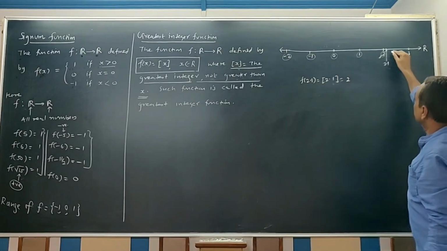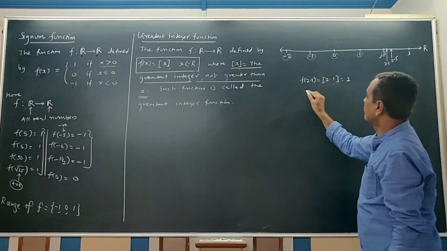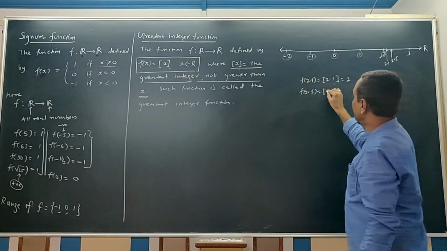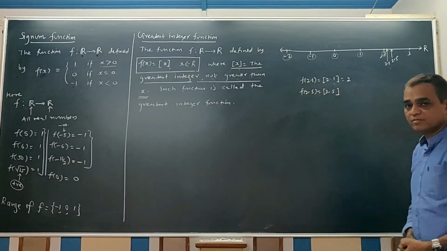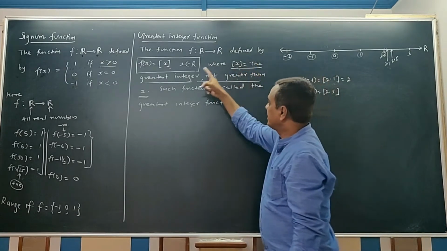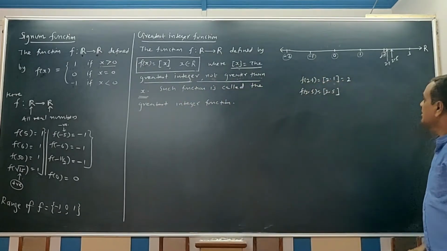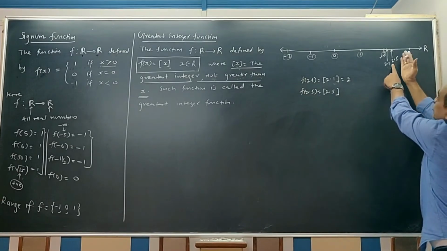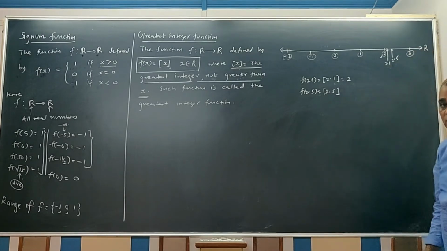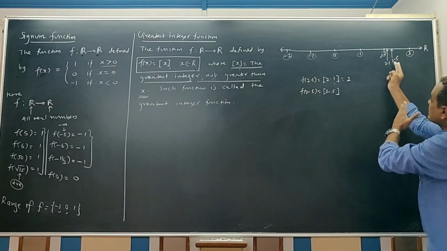Now suppose I take 2.5. f of 2.5 is box value of 2.5, the greatest integer not greater than 2.5. Not greater than 2.5 is not seen on the right side. All these integers are greater than 2.5. So observe numbers which are equal to 2.5 and less than 2.5.